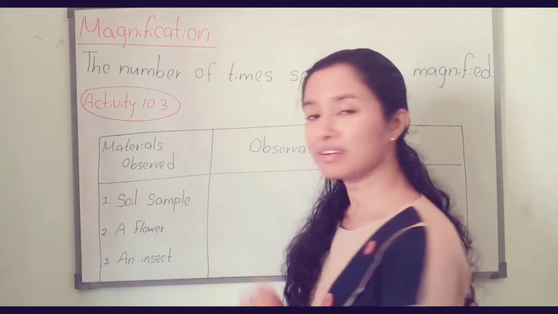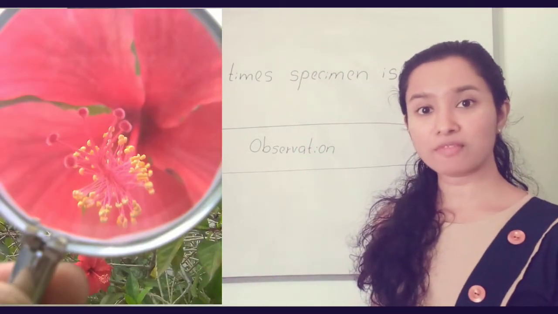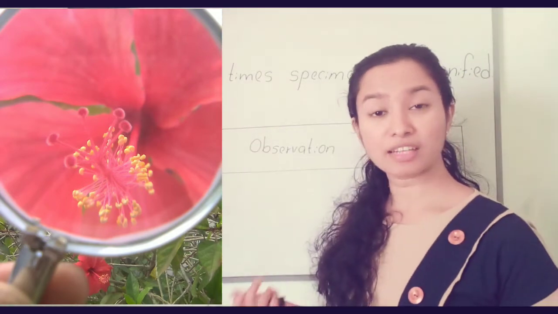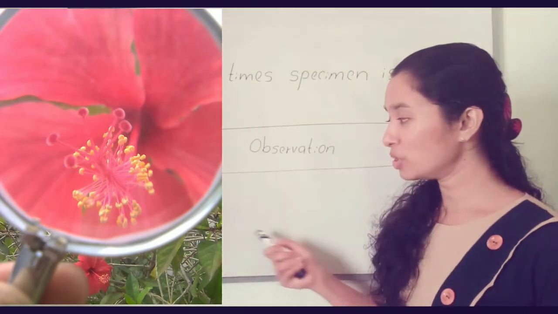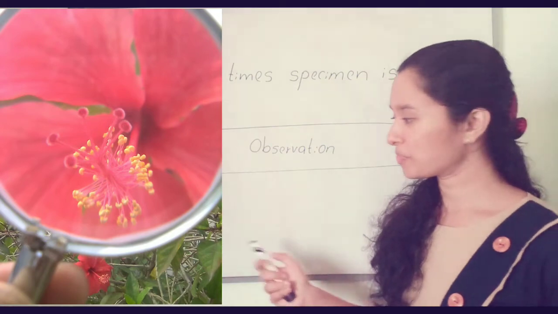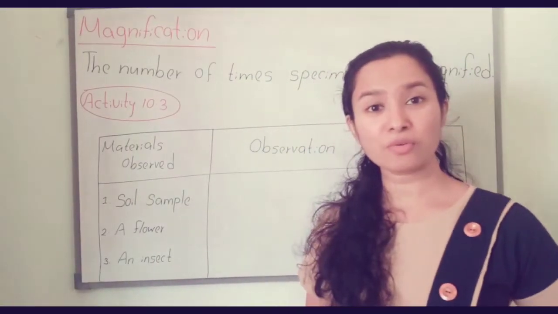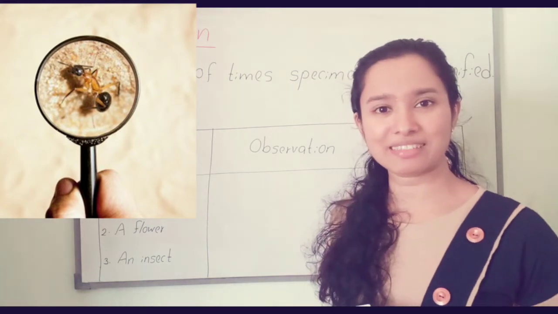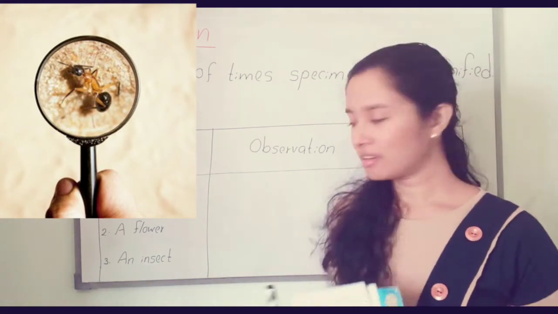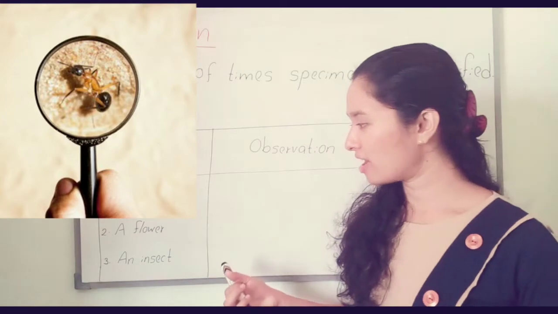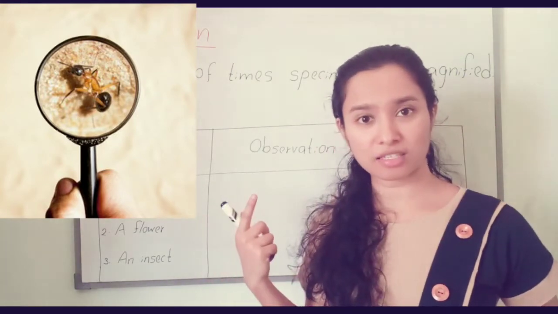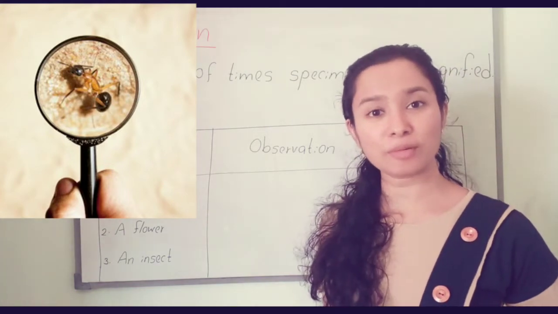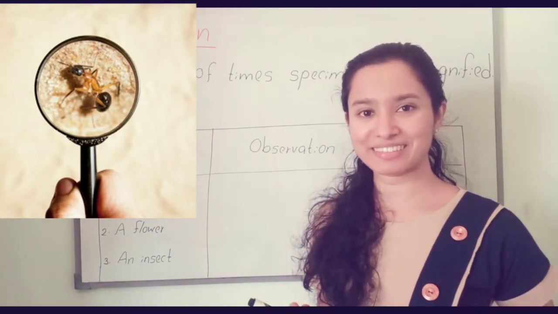Then what are the other things you can observe? You can observe a flower. Yes, in a flower you can observe stamen, stigma and ovary, ovules. And you can observe insects. You can observe an ant. It will be interesting. The legs and the head, and there are some antennae for some insects. So you can observe these things. It will be more interesting. Okay?